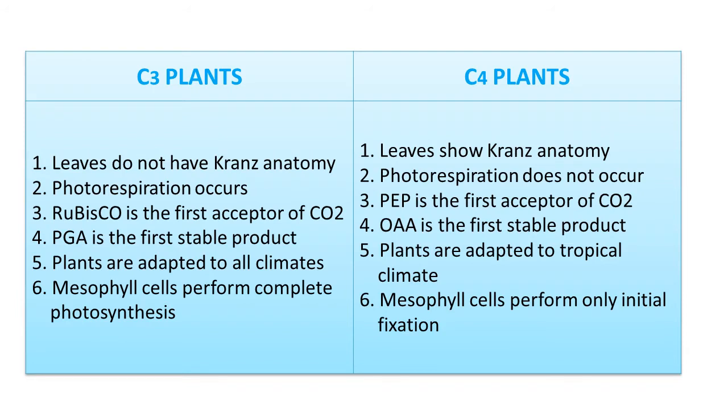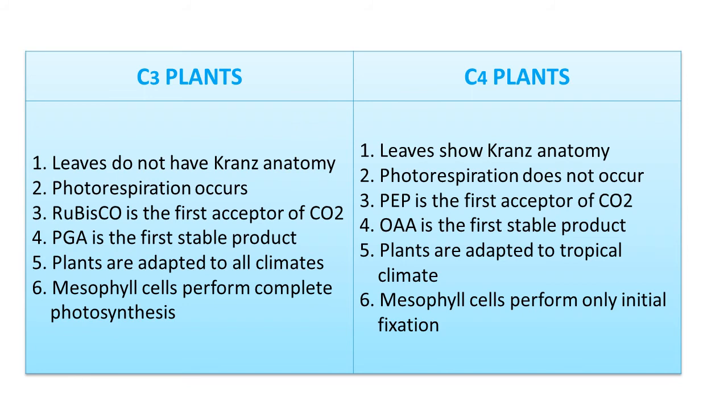Now you have a clear idea about the C3 cycle, C4 cycle and about C3 plants and C4 plants. Now let's compare C3 plants and C4 plants. First one, in C3 plants, the leaves do not have Kranz anatomy. As you know very well, Kranz anatomy is observed in C4 plant leaves. In C3 plants, photorespiration occurs, but in C4 plants, photorespiration doesn't occur, as we have studied here also.